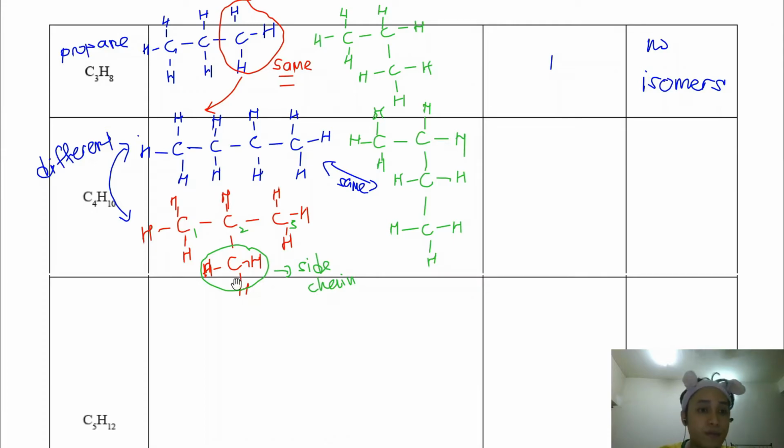Therefore, this one is considered an isomer, meaning these two are isomers. This is not an isomer, this one is the same. So remember, when it's the same, meaning these two structures are not isomers. These two are different structural formulas, but the same chemical formula or molecular formula. So these two are isomers.